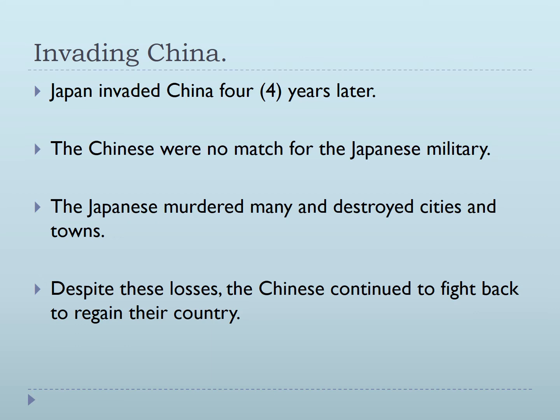Four years later, Japan decided to invade the entire country of China. And the Chinese, as we talked about a little bit, were no match for the Japanese military. The Japanese murdered many civilians, men, women, and children, elderly people, and destroyed cities and towns. Now, despite these losses, the Chinese continued to fight back to regain their country. So again, the Japanese are still going to have some struggles in China.